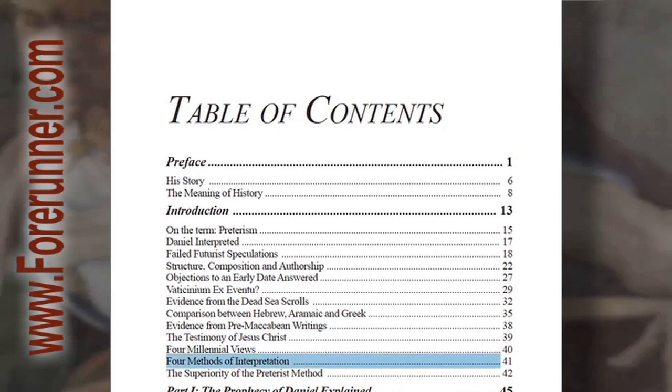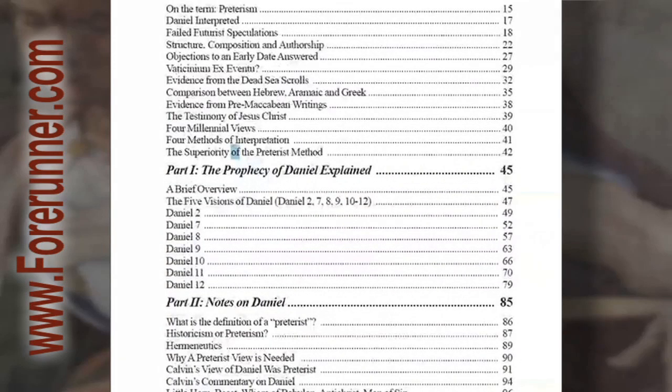Then I discuss 4 millennial views and my 4 methods of interpretation. The 4 millennial views are postmillennialism, amillennialism, premillennialism, and then dispensationalism. And the 4 methods of interpretation are the preterist view, which is Daniel's been fulfilled; the idealist view, which is that Daniel is fulfilled symbolically but not by specific events. Then there is the historicist view, which is Daniel is fulfilled throughout history. Then the futurist view, which is that some of the most important parts of Daniel are yet to be fulfilled. And then I discuss the superiority of the preterist method. So that pretty much sets up the entire book.